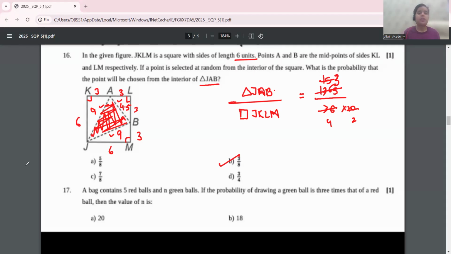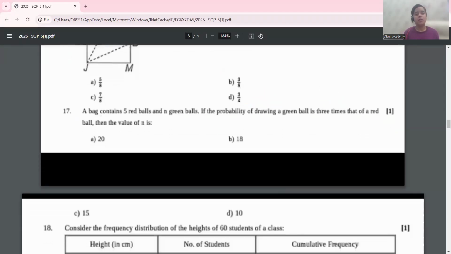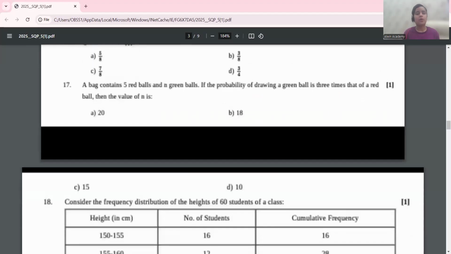Going to the next question, a bag contains 5 red balls and n green balls. If the probability of drawing a green ball. Now, firstly, the total number of balls is 5 plus n. Now, the probability of drawing a green ball is n upon 5 plus n. And it is given that it is 3 times the probability of drawing a red ball, which is 5 upon 5 plus n. 5 plus n gets cancelled. 3 times 5 is 15, thus n is 15, or the number of green balls is 15. Our answer is option number C.